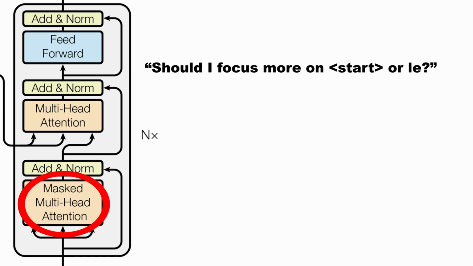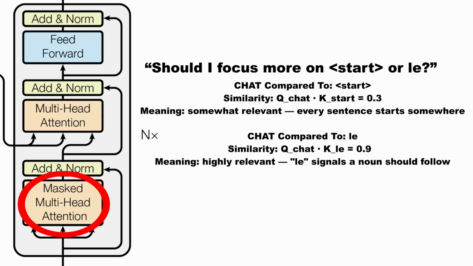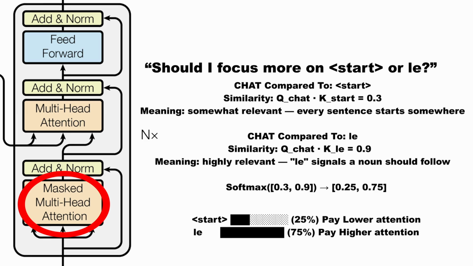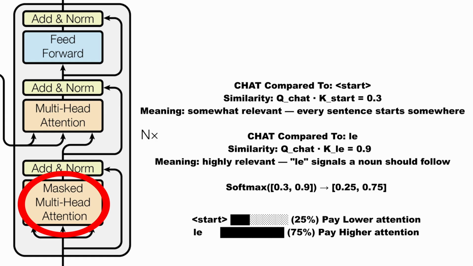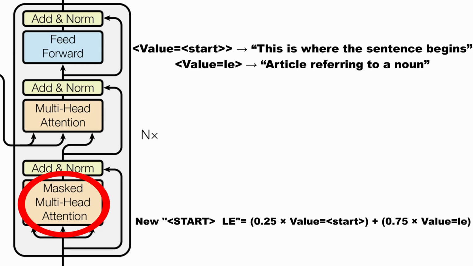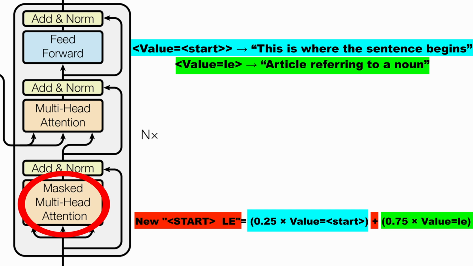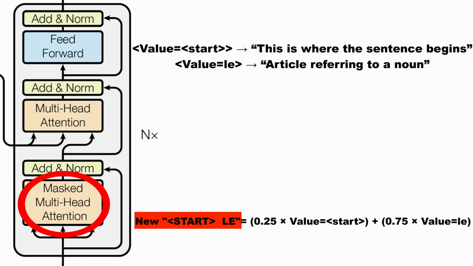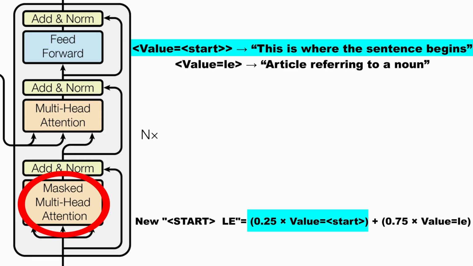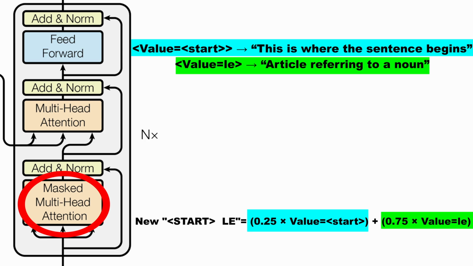So the current query for "chat" asks, which of the previous words are most relevant for deciding my next word? So it compares itself, in other words, dot product, with their keys. Then it turns those similarities into probabilities, softmax. So based on these probabilities, the masked attention layer decides I should pay most attention to "le", because articles usually precede nouns. The decoder now collects the values, the meanings of the start token and "le", and mixes them together. This creates a summary vector, a kind of mental snapshot of what it knows so far. That summary roughly means the sentence has started and I just used an article, "le", so probably a noun comes next.